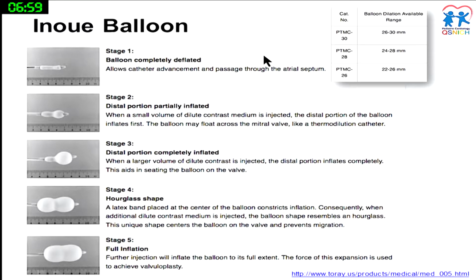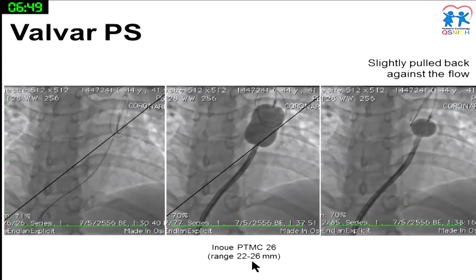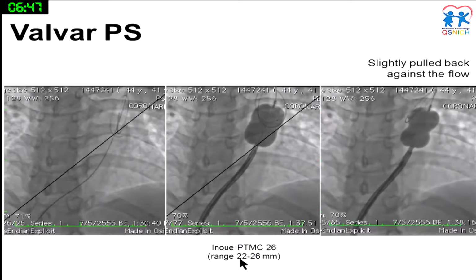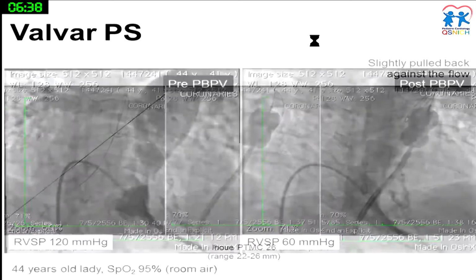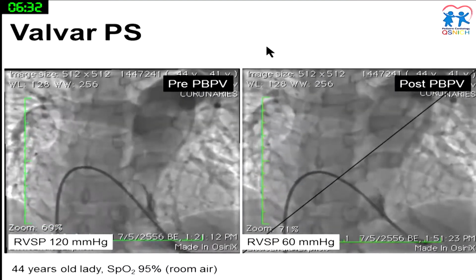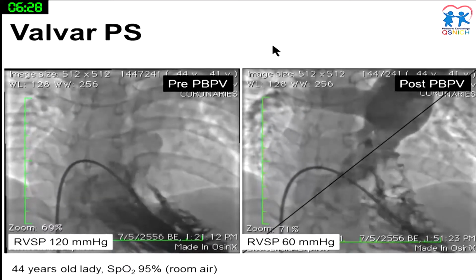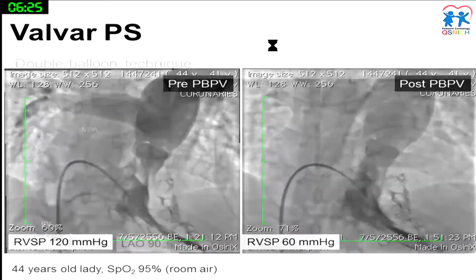So again, we borrow the balloon from our adult colleagues. We use the Inoue Balloon for the PBMV in order to treat this patient. And the beauty of this balloon is you can increase the diameter ranging from 22 to 26. So you can start with a smaller one first, and if it doesn't work, you can increase up to the nominal diameter that you really need. And this is before and after balloon dilatation. You can see it's very, very nice treating of this severe valvular PS in a very huge annulus.